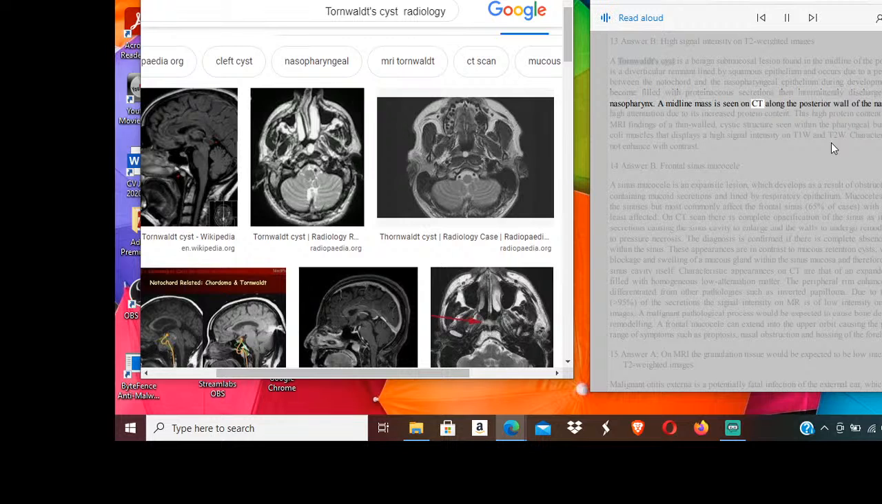A midline mass is seen on CT along the posterior wall of the nasopharynx that exhibits high attenuation due to its increased protein content. This high protein content is also reflected in the MRI findings of a thin-walled, cystic structure seen within the pharyngeal bursa between the longus colli muscles that displays a high signal intensity on T1W and T2W. Characteristically, the cyst does not enhance with contrast.